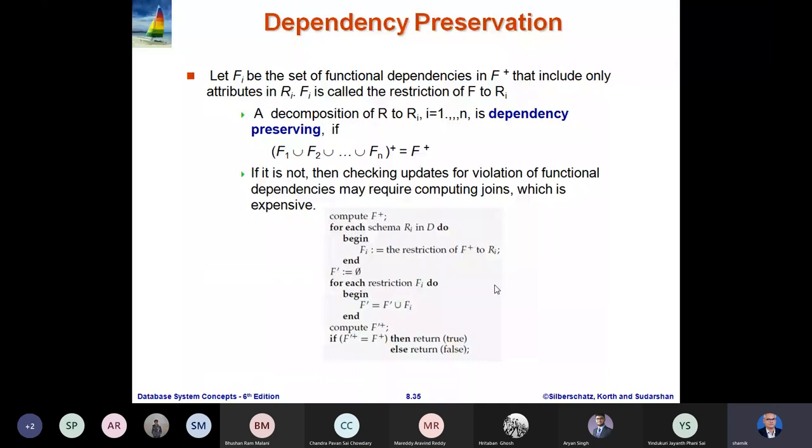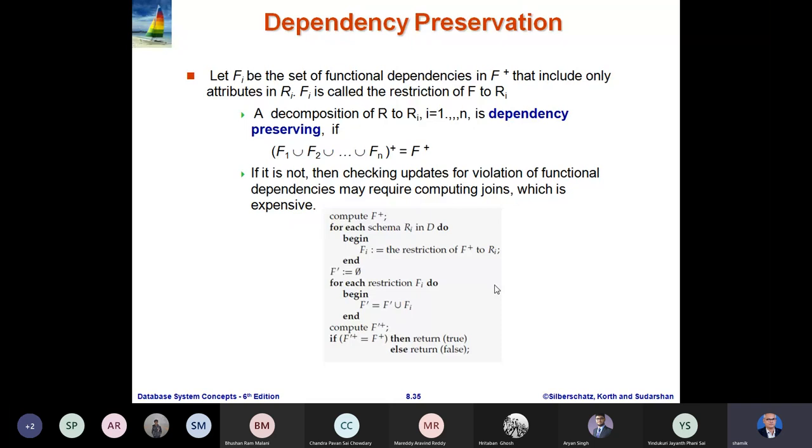That is very simple. So F1 union F2 up to Fn, the closure of that, if it is the same as the closure of F, then it is dependency preserving. Now what does it mean in plain English? The Fi's include only attributes in Ri. So that means all these FDs in Fi we can check in a single relation Ri. So F1 I can check in R1, F2 I can check in R2, Fn I can check in Rn.